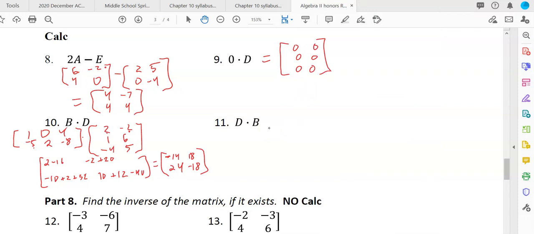Okay, so now I'll multiply the same two things in reverse order. So that's going to be D, that's a 3 by 2, times B, which is a 2 by 3. Can I do it? Yes, I can. Dimensions matching inside. Dimensions of the answer will be a 3 by 3. Okay, so let's try to multiply this out. So I'm going to write out the 2, 1, 6, negative 4, 5 times 1, negative 5, 4, negative.